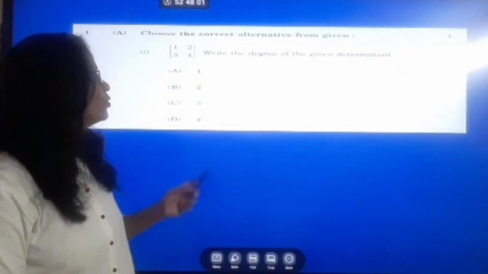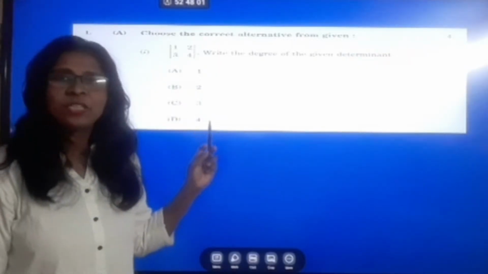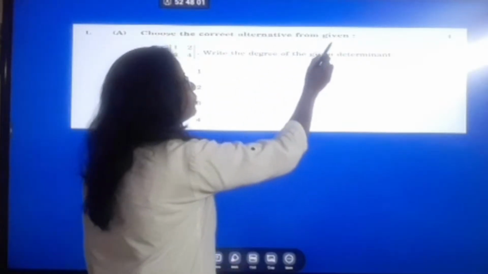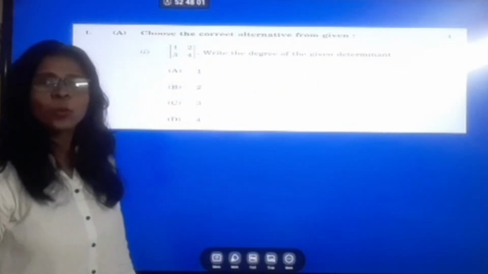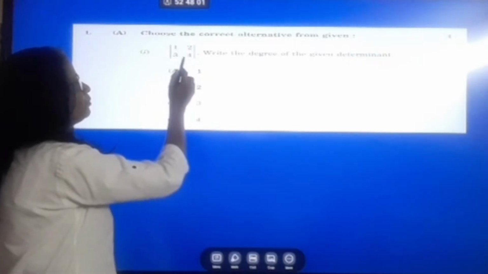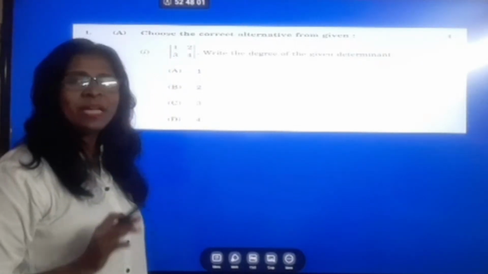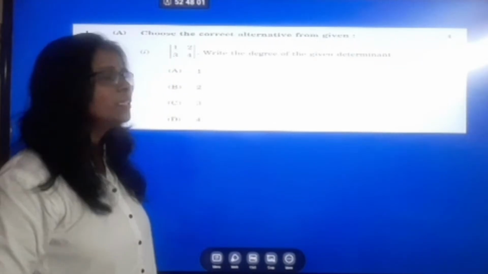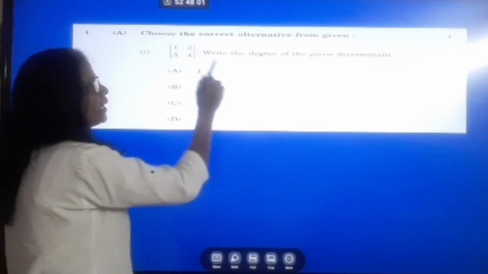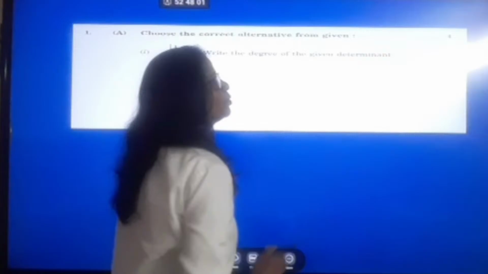Okay students, let us see the first question. Choose the correct alternatives from those given. The first one: the numbers 1 2 3 4 are placed in a determinant. Write the degree of the given determinant.